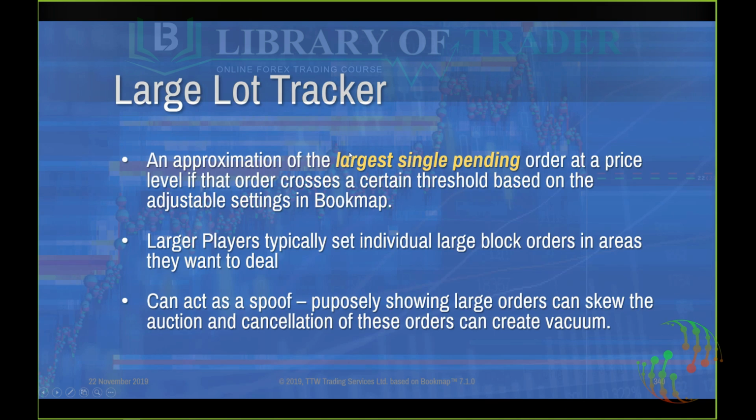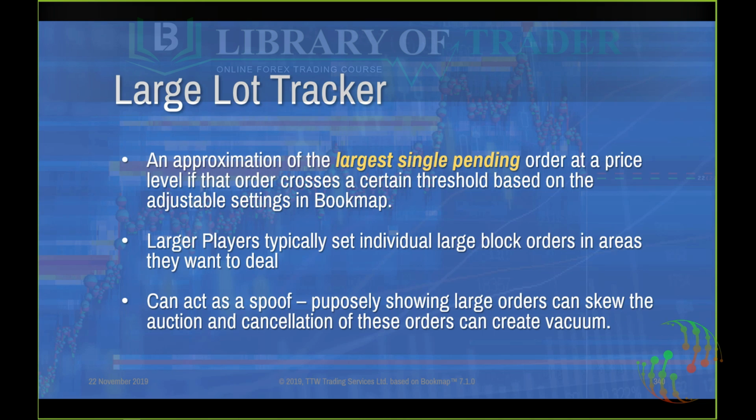Large lot tracker is an extremely helpful function in Bookmap. It is an approximation of the largest single pending order at a price level if that order crosses a certain threshold based on the adjustable settings in Bookmap.